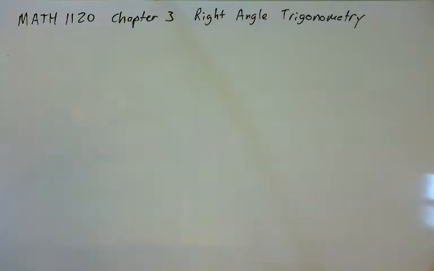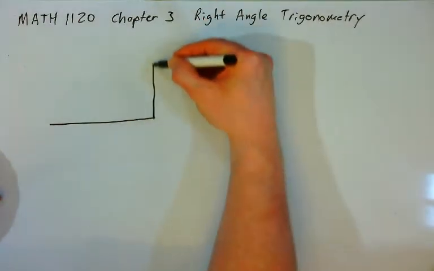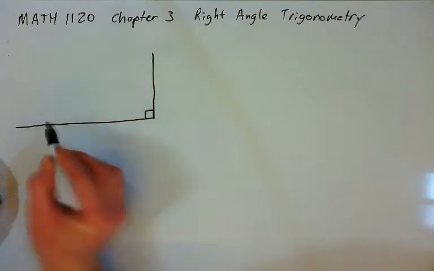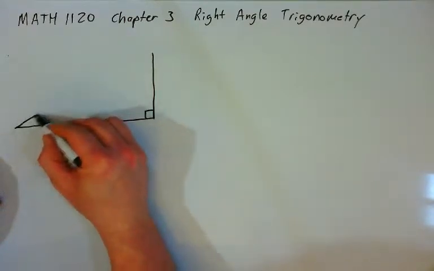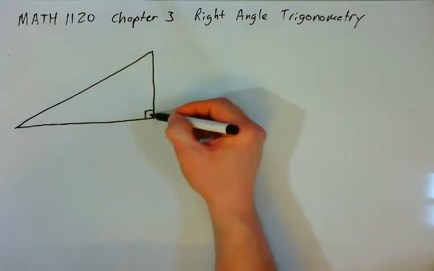Okay, so we've been talking about angles, and the application of this is for triangles. And so we're specifically interested in triangles that have one right angle, okay, and the triangle will have one right angle and two acute angles. Okay, so remember, right angle means that it's 90 degrees.